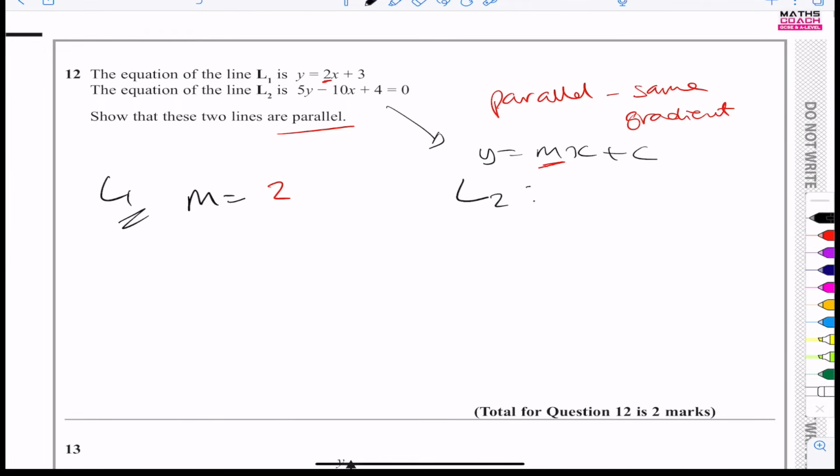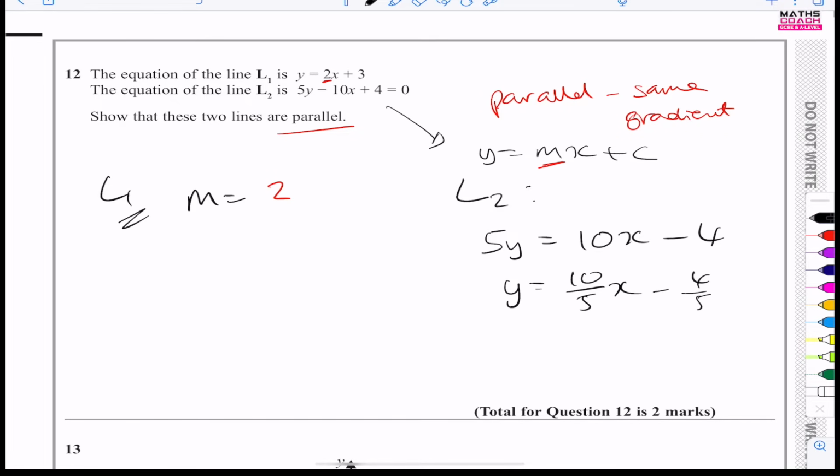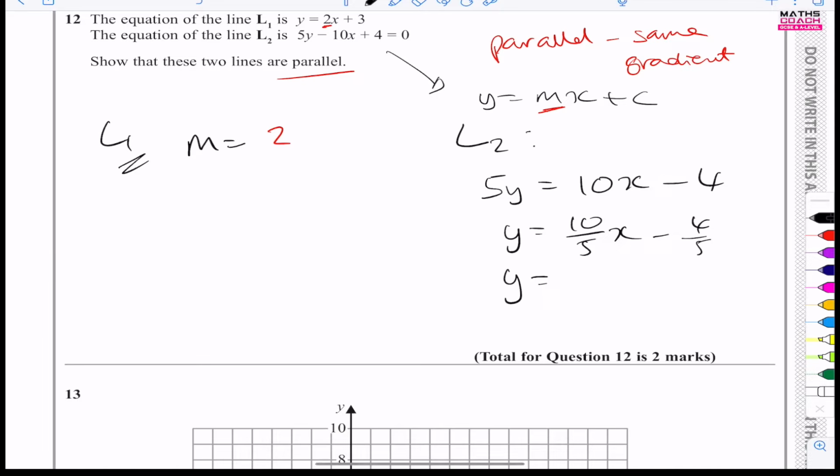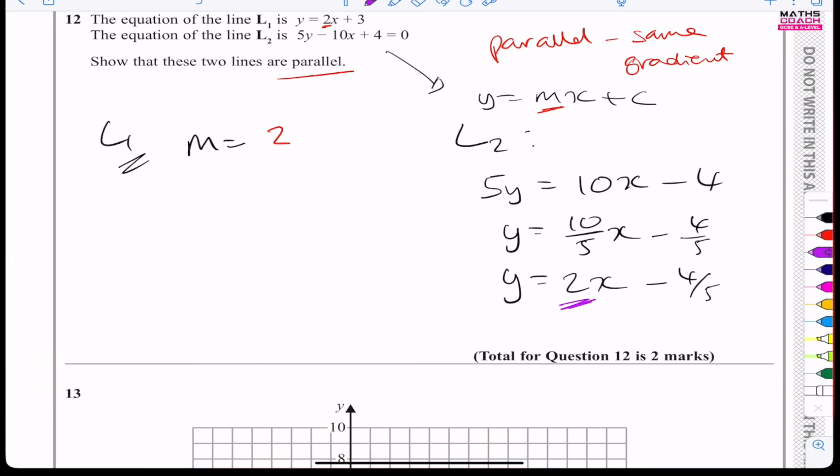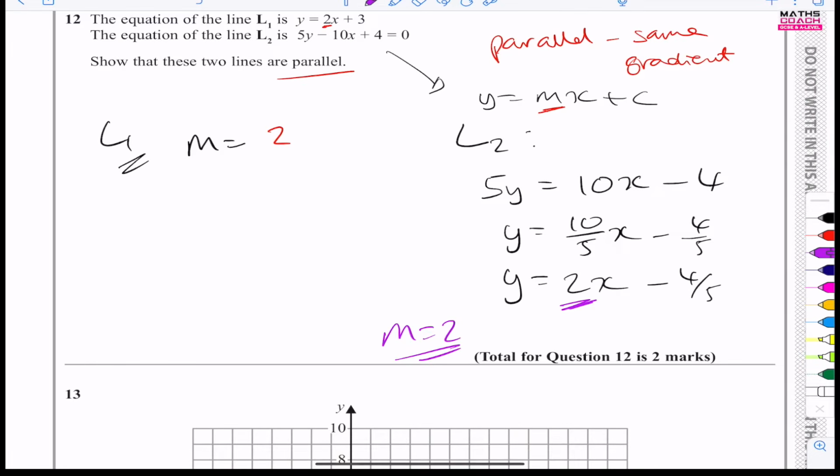Now, in order to get this into the form y equals mx plus c, we're going to leave 5y on one side and take everything else over to the other side. So it's going to be a positive 10x plus 4. And then we're going to divide by 5. So 10 divided by 5x and 4 divided by 5. So 10 divided by 5 gives us 2x, and we can leave the 4 over 5 as it is. So what's the gradient here? The gradient of L2 is also 2. So they both have the same gradient, and therefore they are parallel.